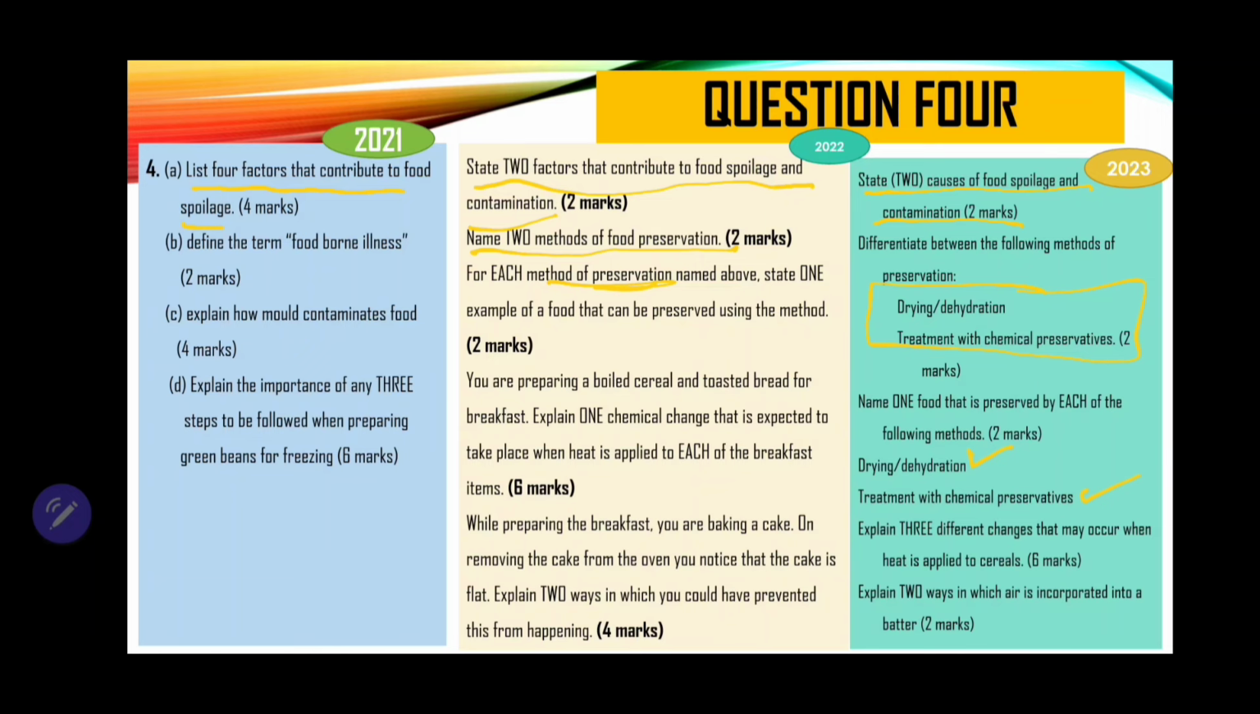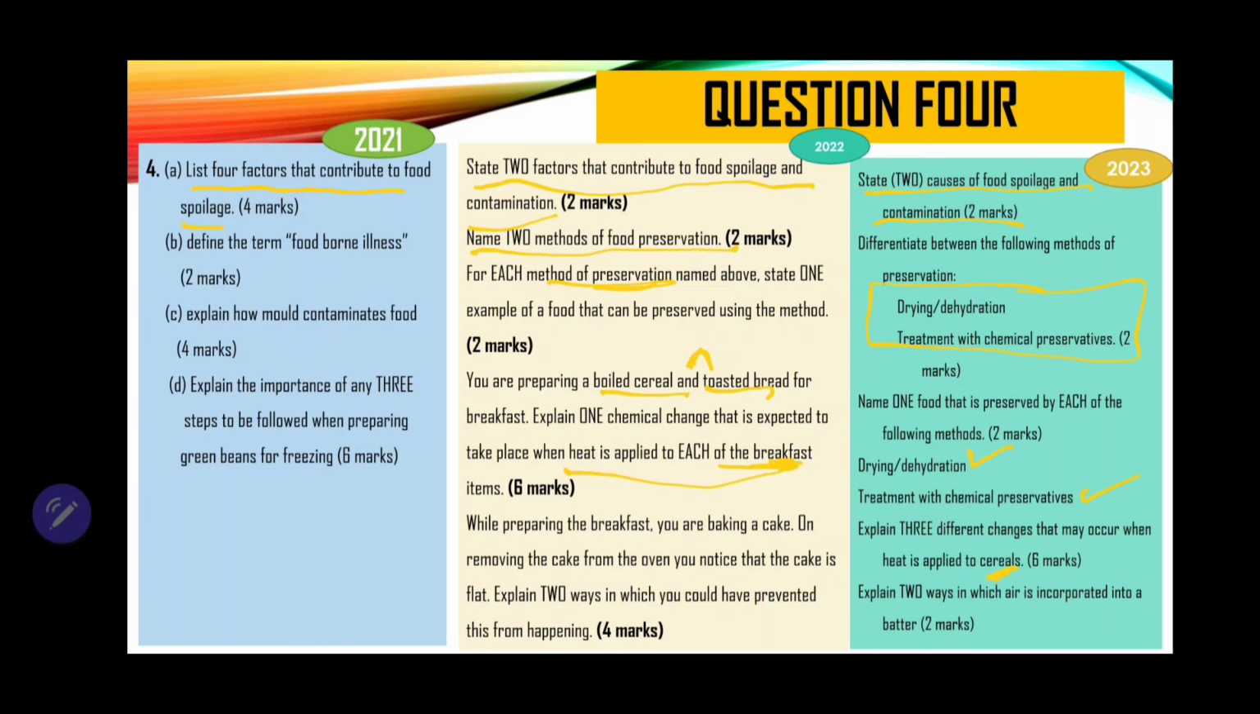The question in 2022 also asks about the effects of heat when heat is applied to the breakfast items. The breakfast items were cereal and toasted bread. So it's speaking about what happens to carbohydrates when heat is applied, as we have 2 sources of carbs there, and also we have cereal repeating as well. Good. So you can see that these questions are very much similar, especially 2022 and 2023. And also you find that in 2021 and 2022, the first part, 4A, is basically asking for the same information.